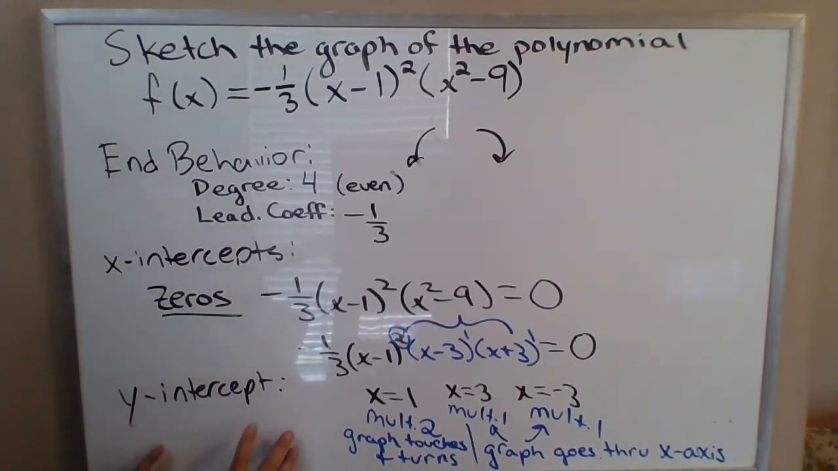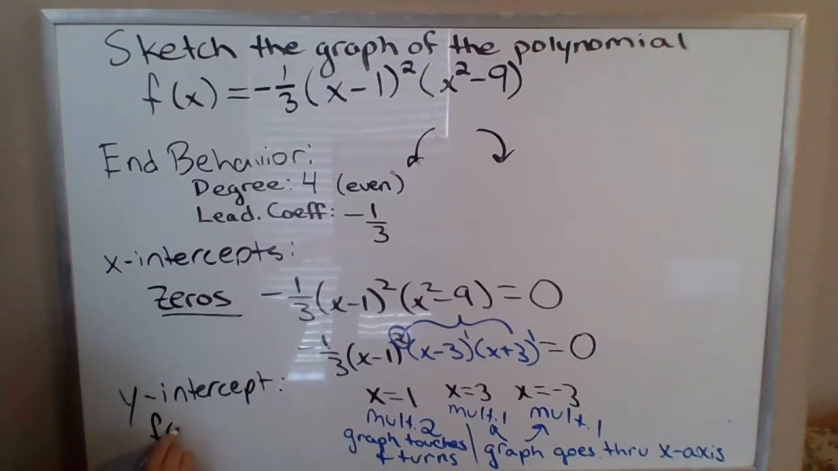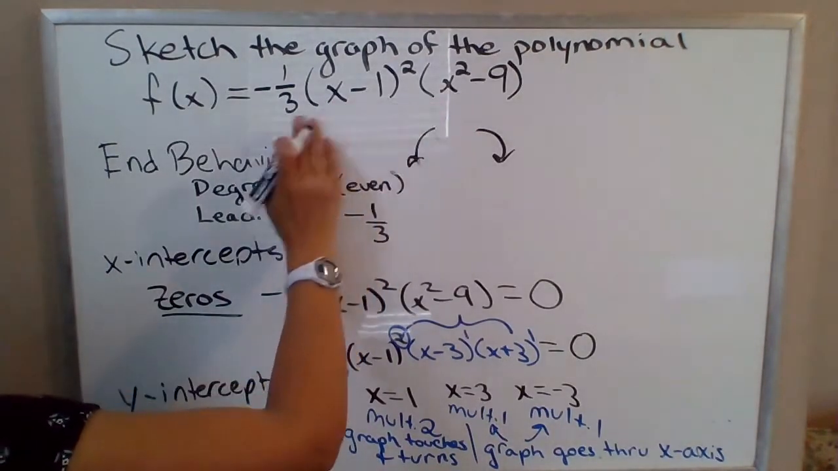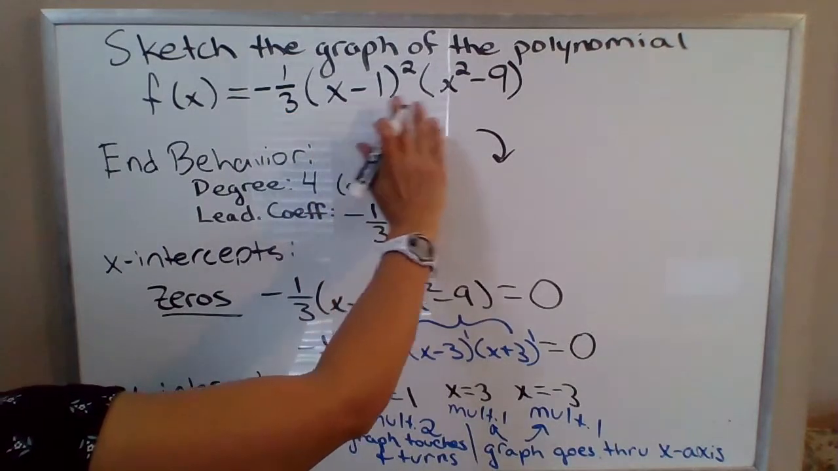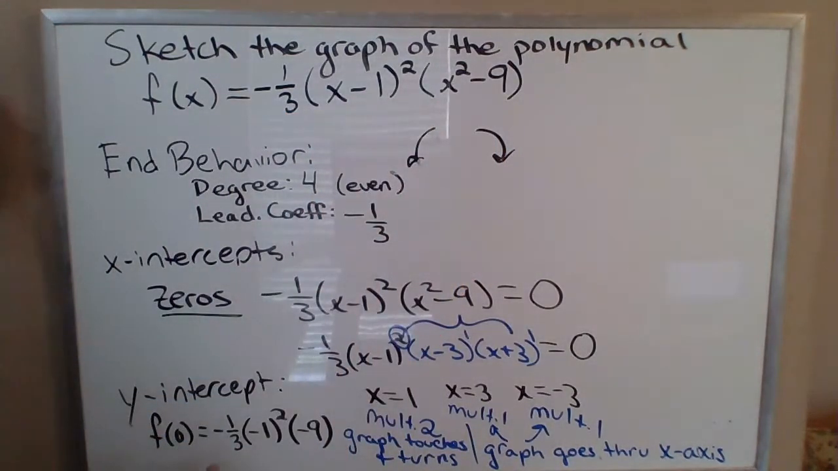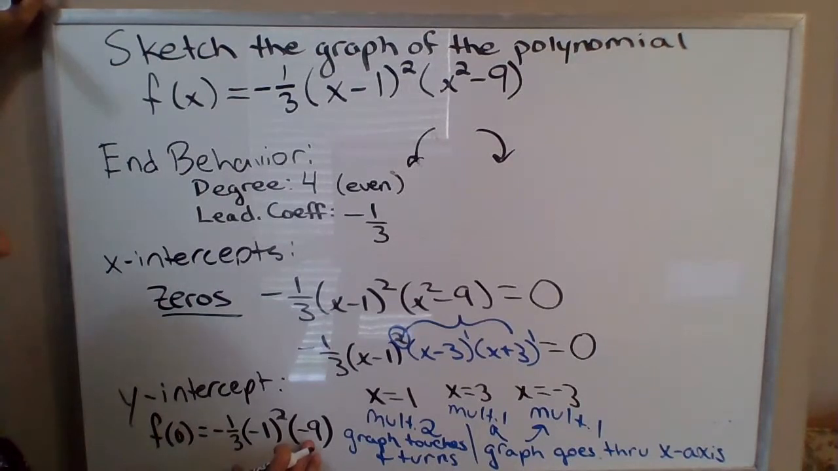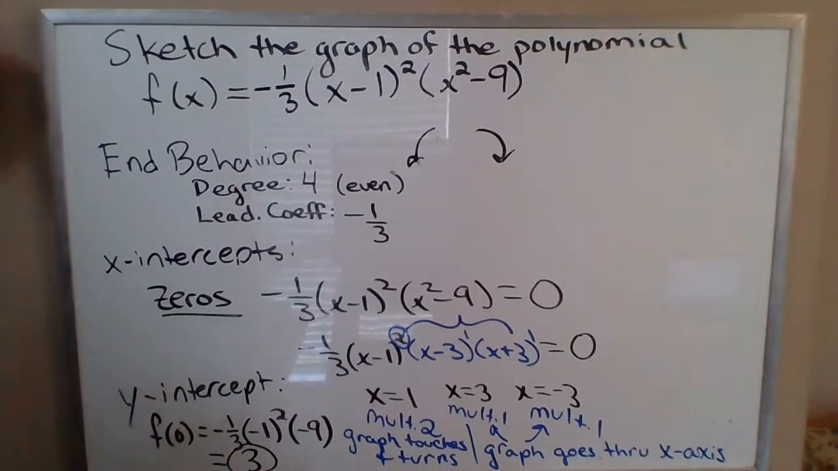Last thing, and the y-intercept honestly is kind of optional, but we could find the y-intercept by plugging 0 into this function. So the y-intercept is f of 0, which will be negative 1/3 times (0 minus 1), so that's negative 1 squared, times (0 squared minus 9), so that's negative 9. I'm getting this right here by plugging 0 into this function. Negative 1/3 times negative 1 squared times negative 9 to the first. And so this will be negative 1/3 times positive 1, so that's negative 1/3 still, times negative 9 will give me positive 3. I'm sorry, it's way down here in the bottom of the board.